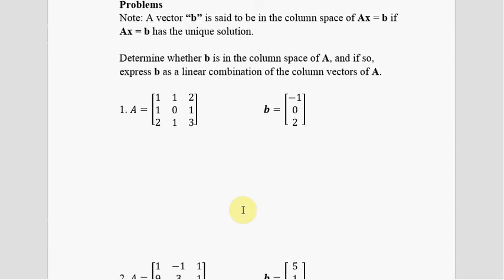A vector B is said to be in the column space of A if AX equal to B has a unique solution. Determine whether B is in the column space of A, and if so, express B as a linear combination of the column vectors of A. Now here's the first thing you want to do. Take the matrix A, reduce row echelon form on your graphing calculator.